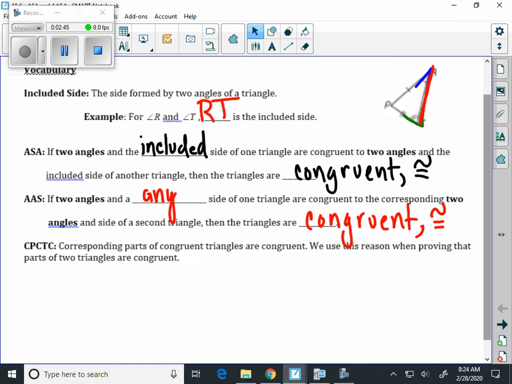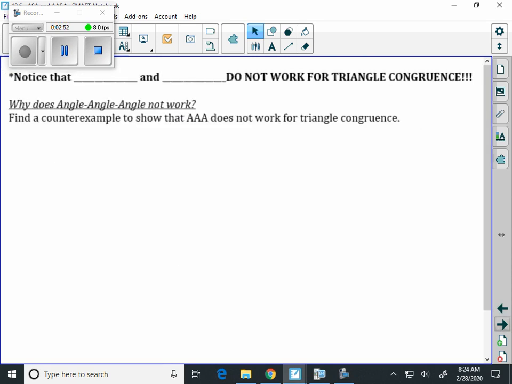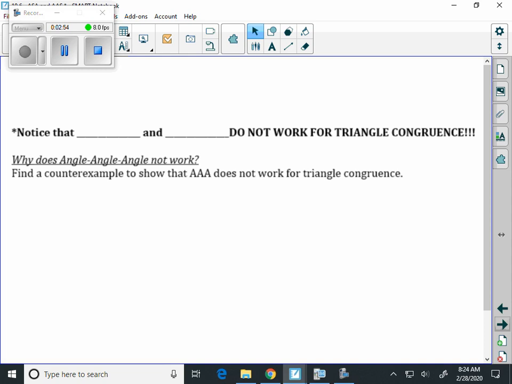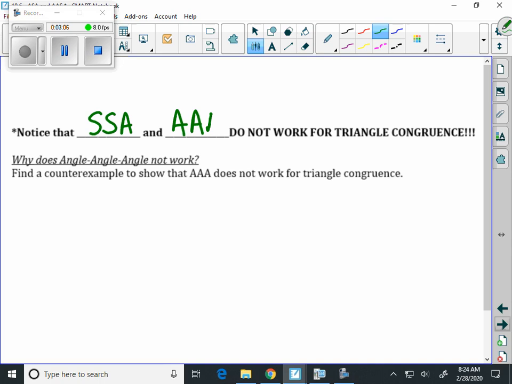But let's look at how angle, side, angle, and angle, angle, side work. And actually we've got one more little bit of theory before we get to that. It says, notice that side, side, angle, and angle, angle, angle do not work for triangle congruence. We're going to stick with the 4 choices that we have, at least for now. Maybe a 5th one eventually.